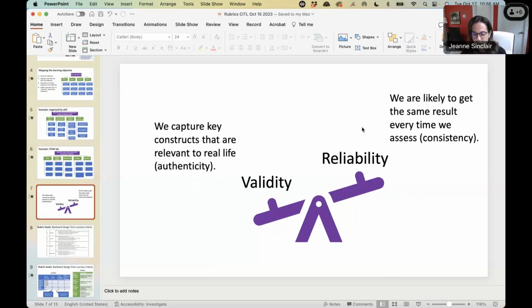And it's pretty hard to do both, because if you think about it, the more simplistic the assessment is, the more reliable it is, right? Because we know we're going to get the same result every time. And yet the validity is based on how appropriate and relevant this assessment is to real life performance. So we want to try to capture more, and it has to be less simplistic. So when we're doing rubrics, we're trying to balance between the validity and reliability.